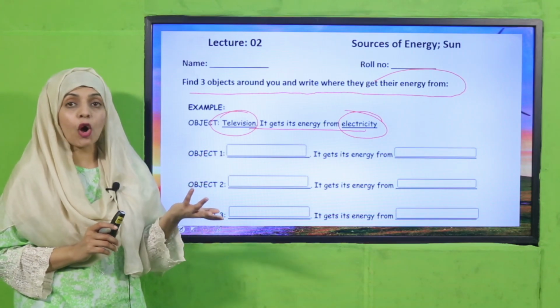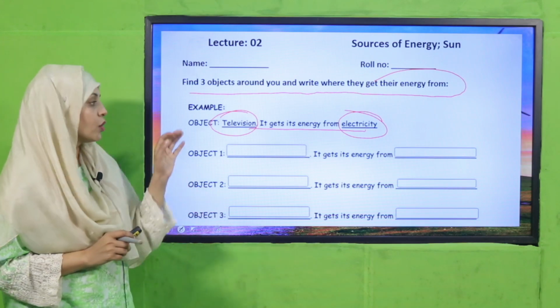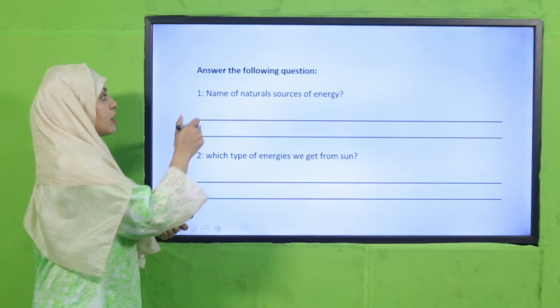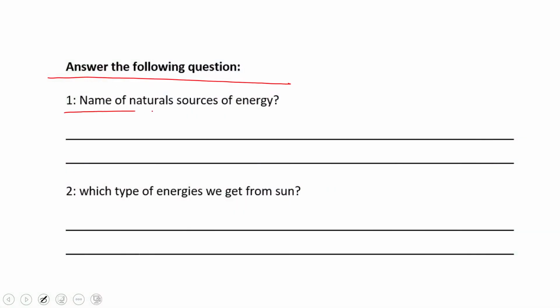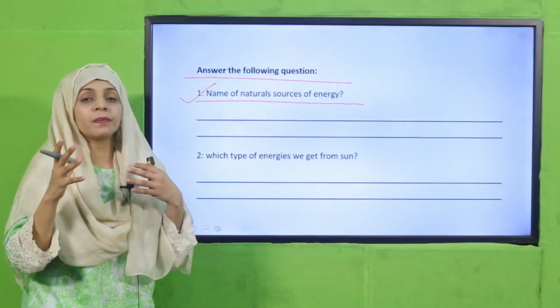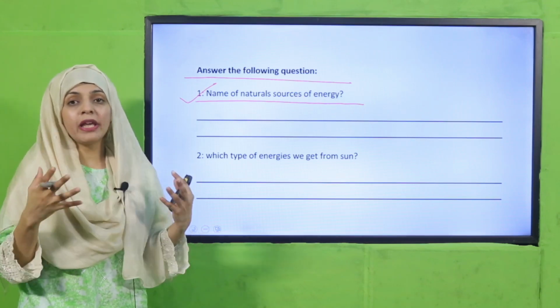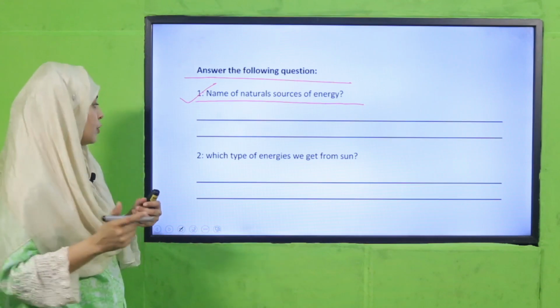They get their energy from food. Very good. So complete it, and this is the second part of the worksheet. Answer the following questions. Name of natural sources of energy. So we have just read about different natural sources of energy. Write down their names like wind, water, sun, natural gas, petroleum. These are all natural sources of energy.